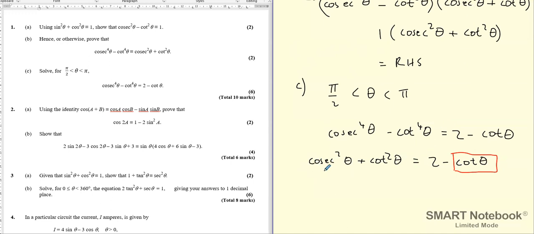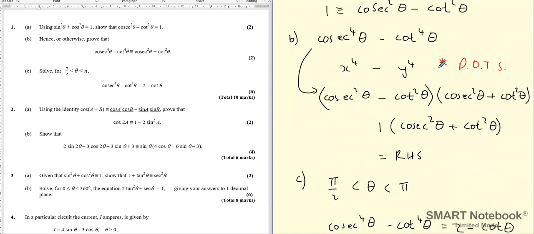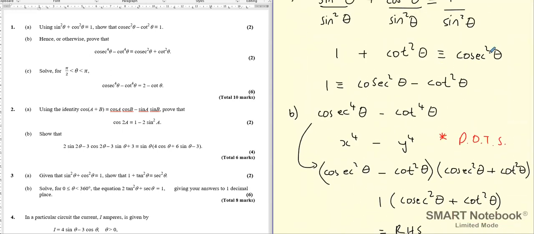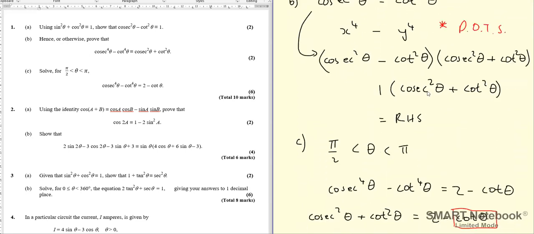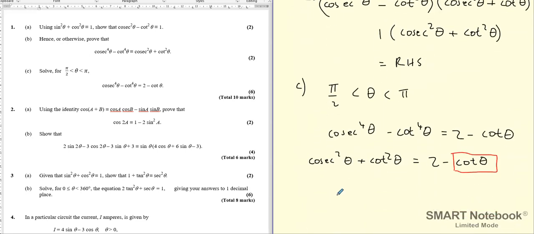So cosec squared, we go up to this identity. This is something that you learned earlier. Cosec squared is 1 plus cot squared theta. So I can replace this cosec squared theta with 1 plus cot squared theta. I've got another cot squared theta. If I bring the cot theta and 2 over to the left-hand side, I get plus cot theta minus 2 equals 0.